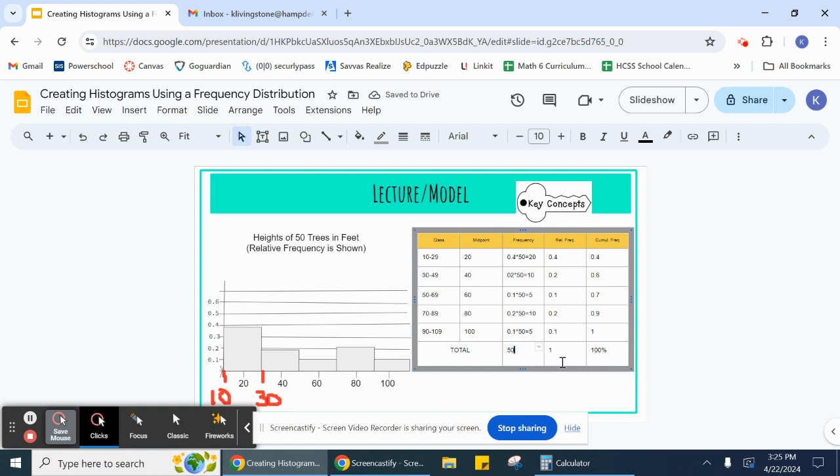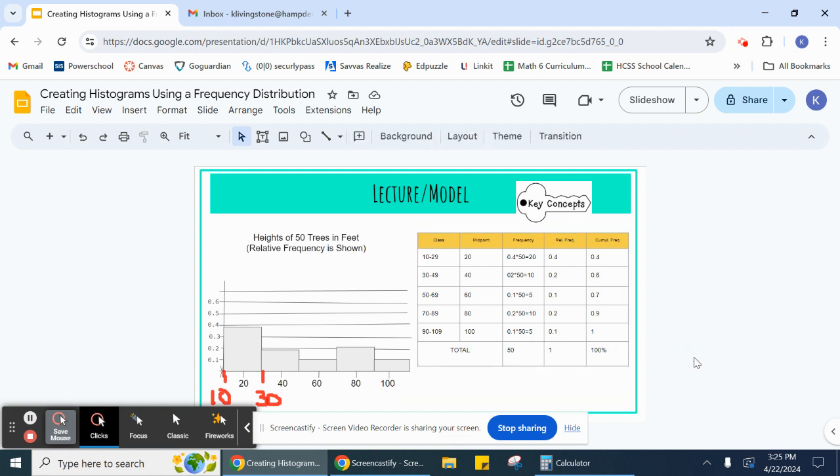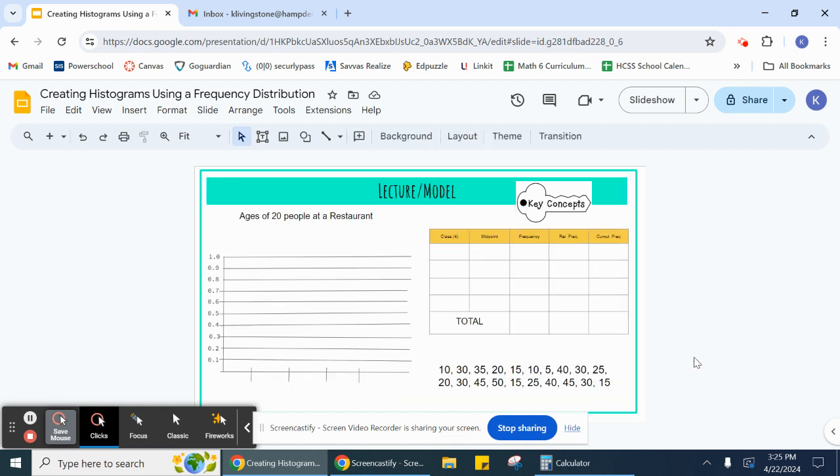All right, let's keep going. Now that we have kind of done a little bit of everything, we're going to put it all together now. So now we have our values, and we're going to make a histogram.